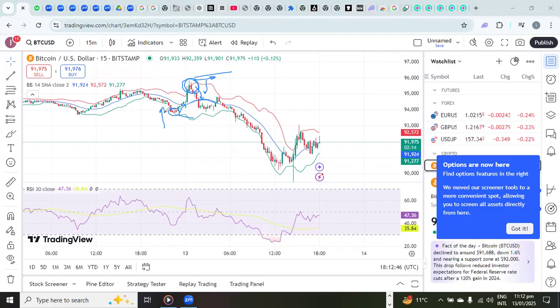The only problem is, sometimes it will give you false signals, just like over here. As you can see, the Bollinger Band line is already crossed over here.